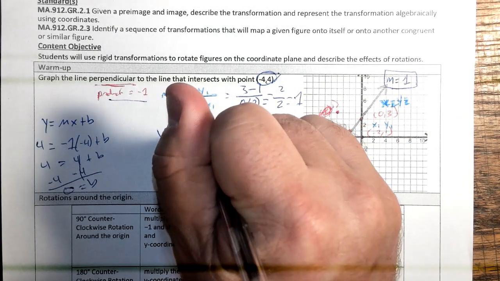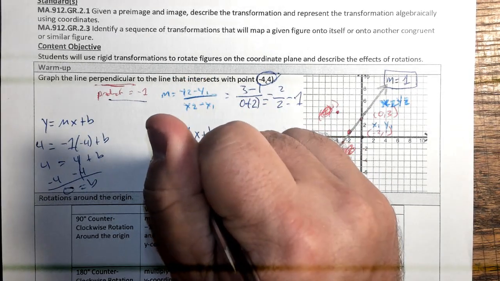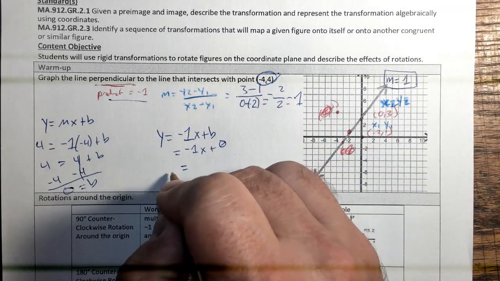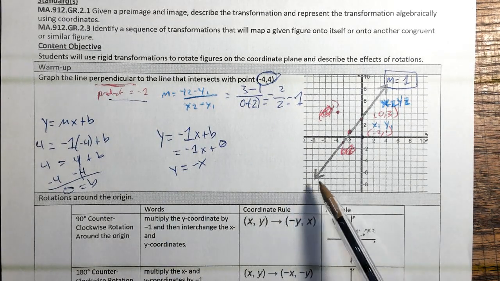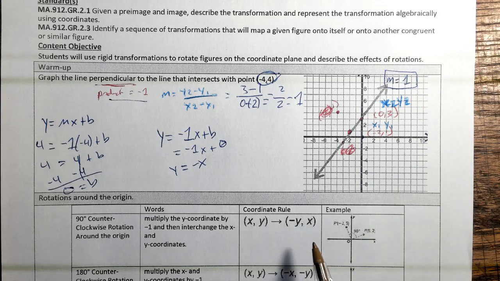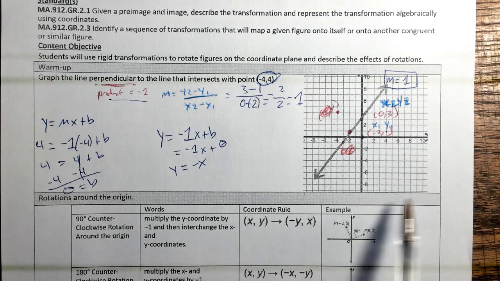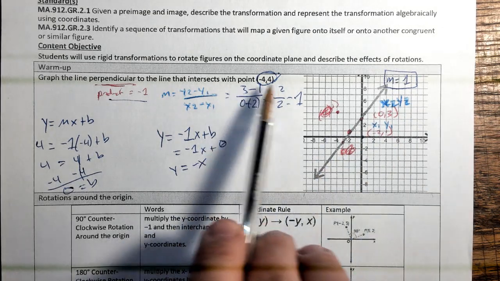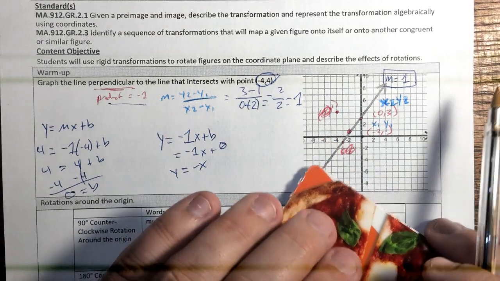So x plus b, well, our b was 0. So -1x plus 0, or y equals -x. Remember, we talked in the previous lesson about y equals x, that line goes this way. Well, that's actually going to be perpendicular to this line. So the one parallel to this line, and the one perpendicular is going to be y equals -x. It's going to go this way.